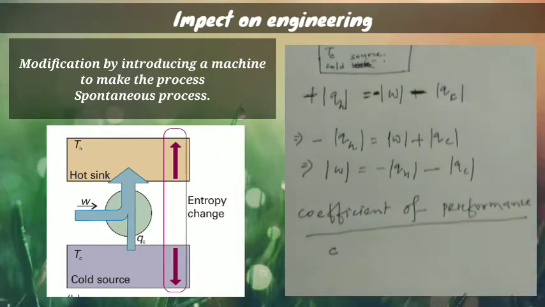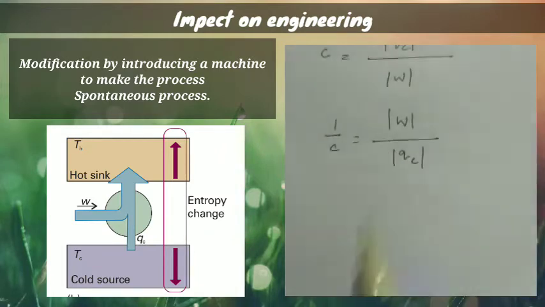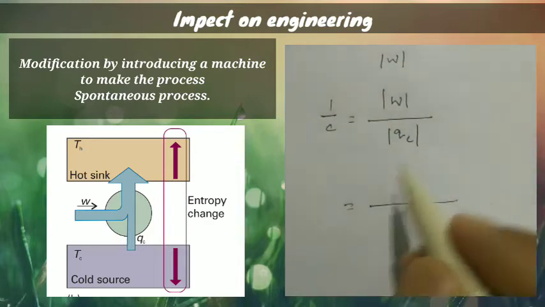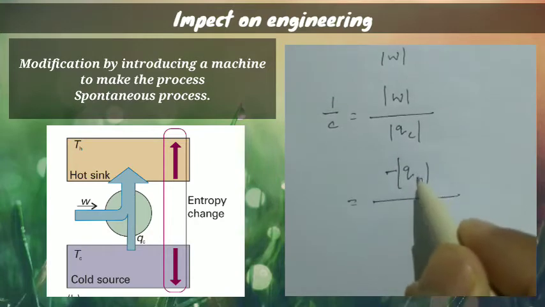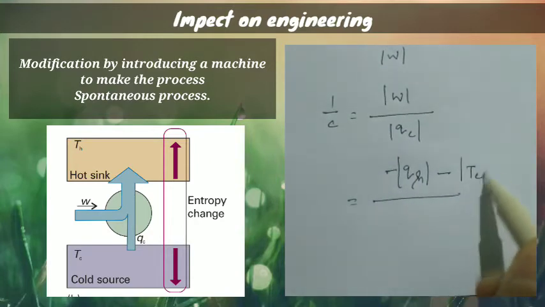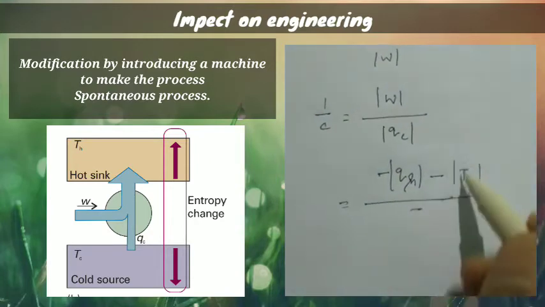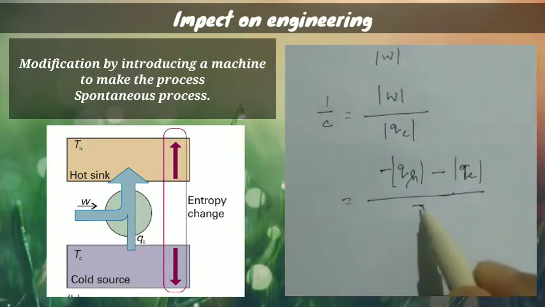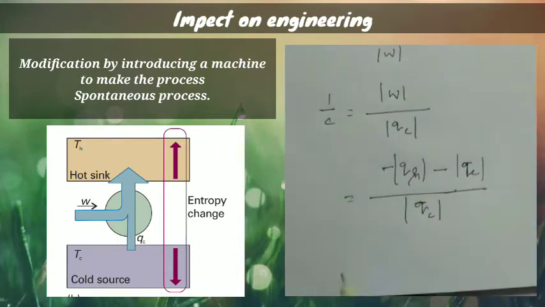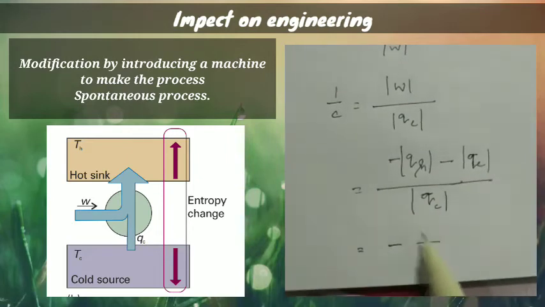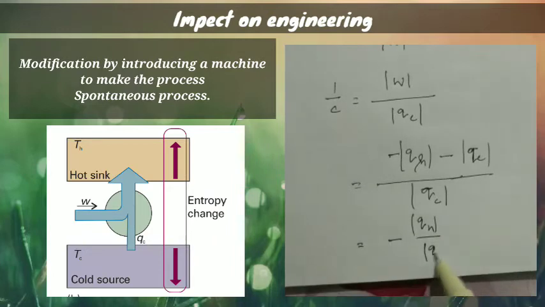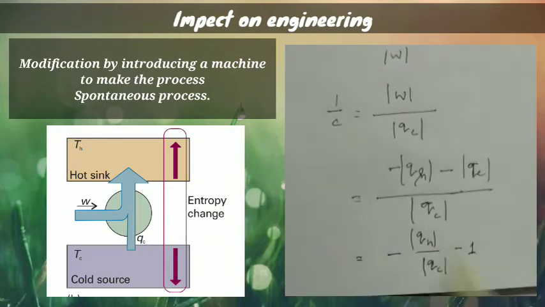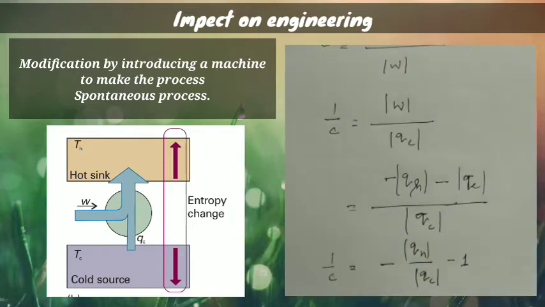Okay, so we can put this value here. So it will be minus qh minus qc, divided by qc. So it will be minus qh divided by qc minus 1. Understand? So this is your 1 by c. Up to this I think you understand. So we have this formula.